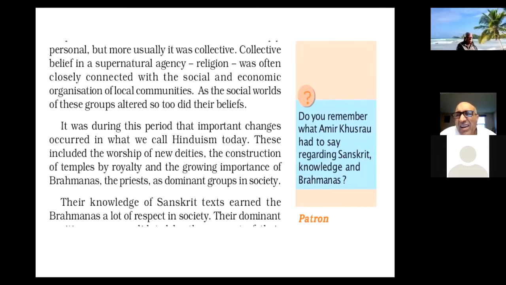And I'll come back to this point that their knowledge of Sanskrit texts earned Brahmins a lot of respect in society. What they're trying to say is that Brahmins did not have any positive traits in their character for which they were respected. They were just being respected because they knew Sanskrit.